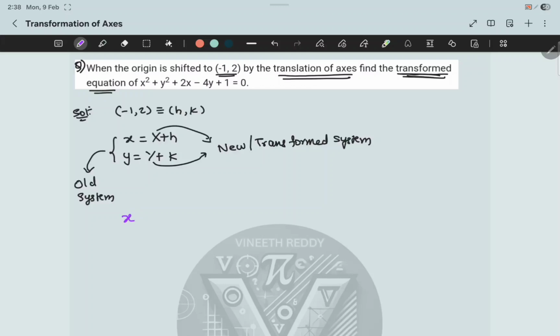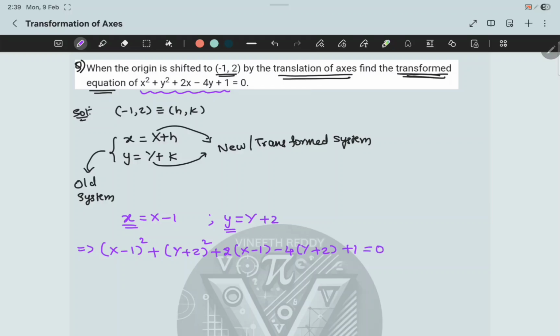Now small x will be capital X, and what is h? h is minus 1. And small y will be capital Y, and what is k? k is plus 2. So we have to replace x with capital X minus 1 and small y with capital Y plus 2 in this equation. So we get, instead of small x, what do we write? Capital X minus 1 whole square, plus instead of small y, capital Y plus 2 whole square, plus 2 times, instead of small x we can write capital X minus 1, minus 4 times, instead of small y we can write capital Y plus 2, plus 1 equals to 0.